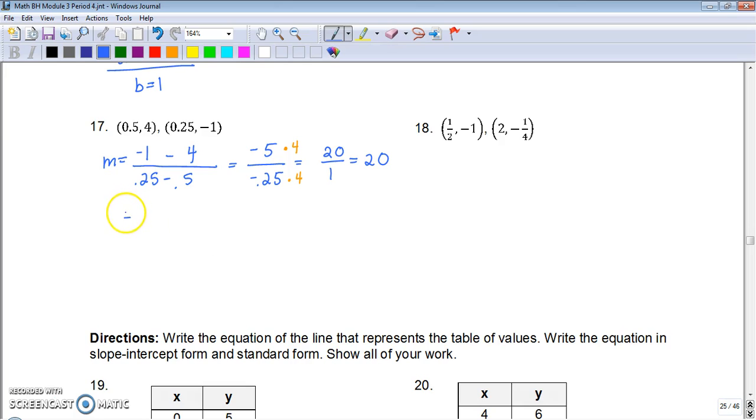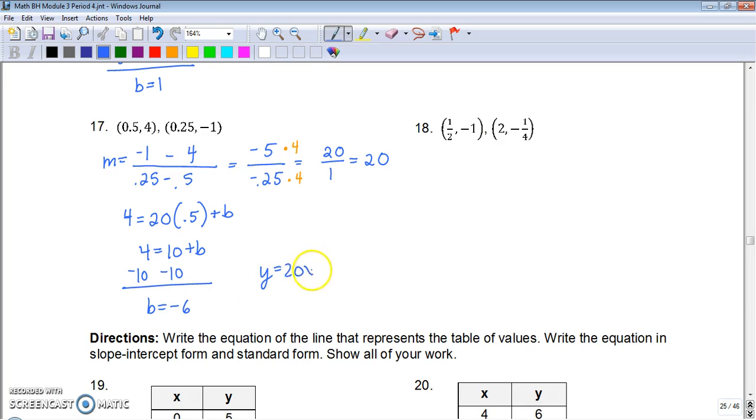Then I'm going to plug in a point. I'm going to plug in the one that has the positives. And solve for b, which is -6. And that's really the A lesson.